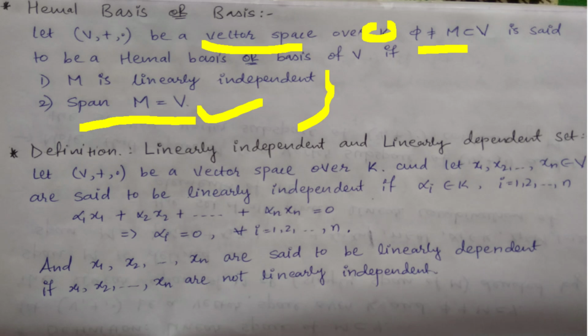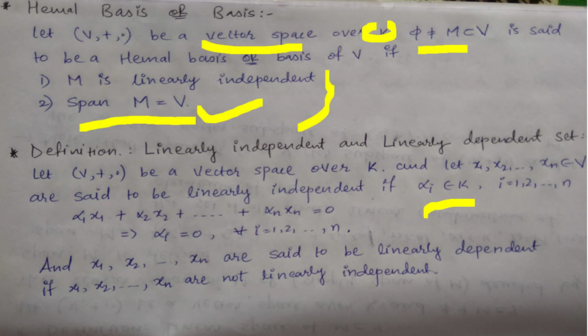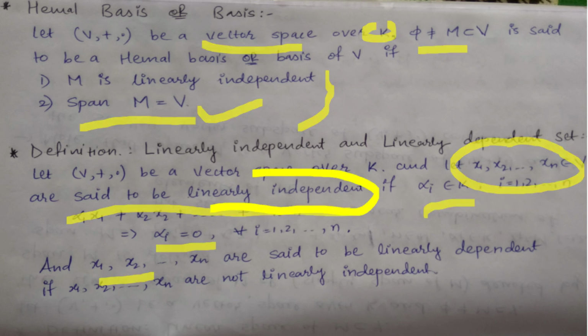The next definition is linearly dependent and linearly independent sets. I have taken a vector space over field K and some elements from V, that is x1, x2, up to xn belonging to V. These vectors are said to be linearly independent if, taking some scalars αi belonging to K, with i from 1 to n, and the linear combination α1x1 + α2x2 + ... + αnxn = 0, all my scalars become 0. Then I say that these vectors are linearly independent.